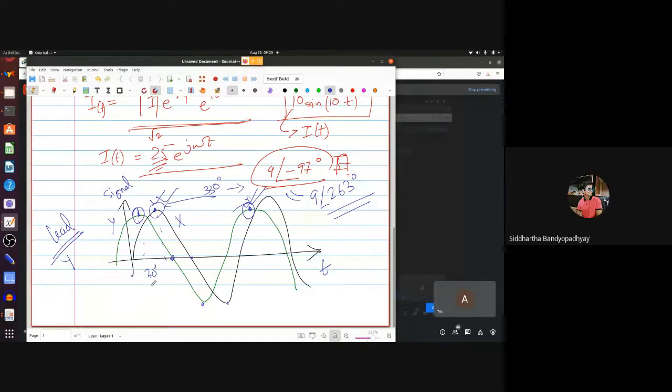Sir, what if there is a range for theta that we should use? Then tell me what should be the obvious range here. In this case, what do you expect? If you look at this signal, would you say Y leads or Y lags? Let's decide that first.